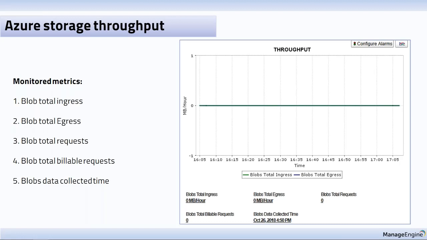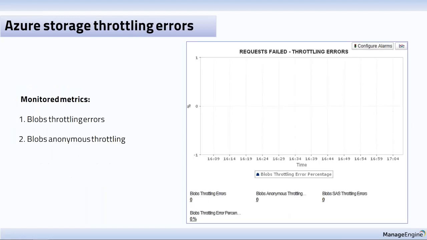Now, while monitoring the blobs, there might be throttling errors which could be a possibility. So we also monitor the same, where there are various types of throttles whenever a blob is overused. So we identify such throttling errors, which are authenticated, unauthenticated, and any failed API calls.